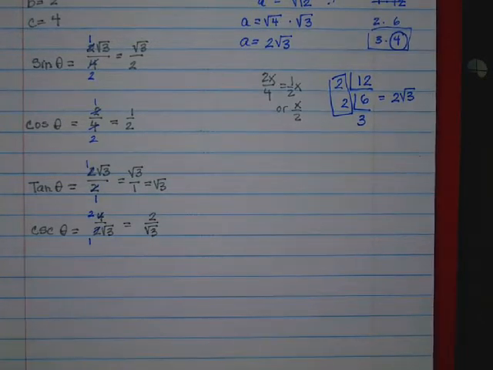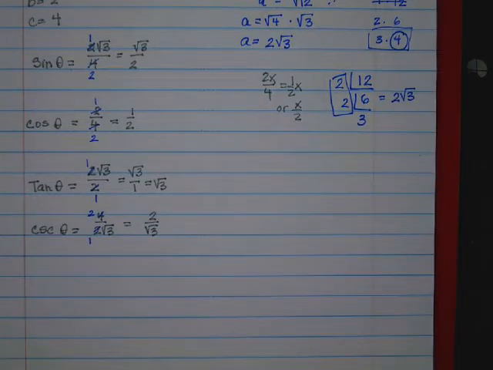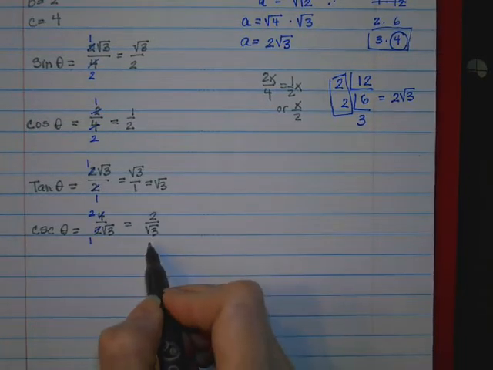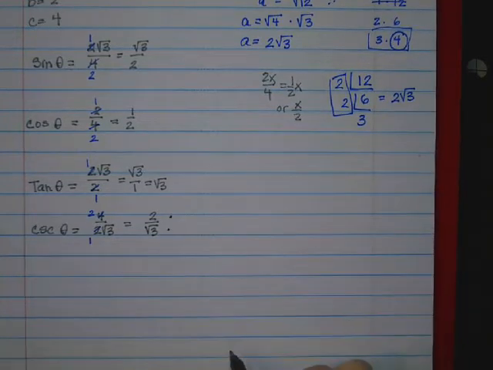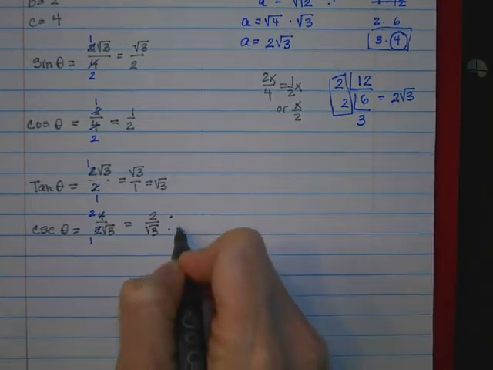All right, so we've learned in previous lessons and chapters that we cannot leave a radical in the bottom. So to rationalize this denominator, we have to multiply the top and the bottom by the given radical, square root of 3.